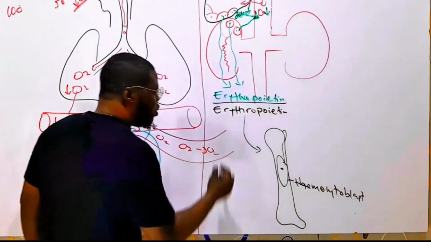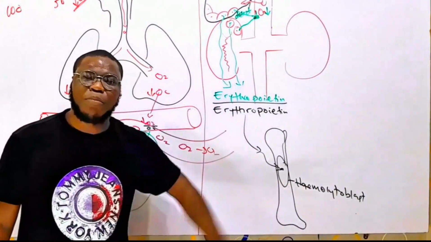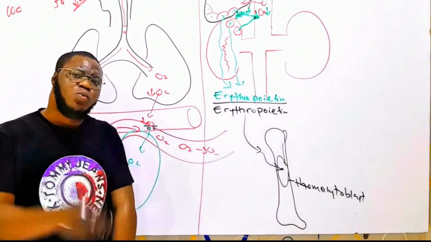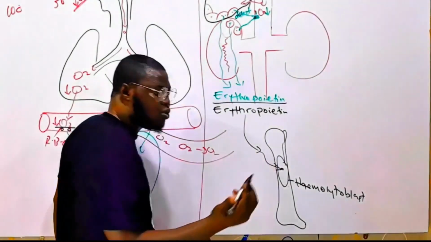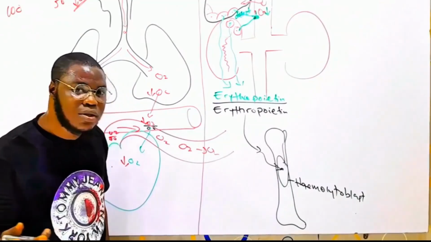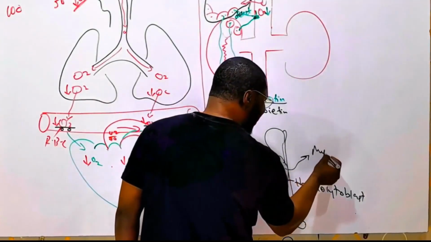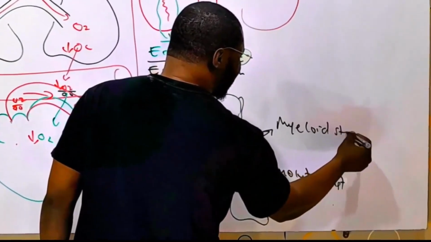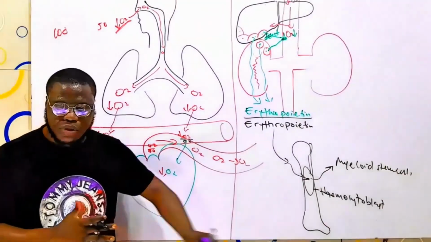Hemocytoblast. Beautiful. So, it is the erythropoietin that will tell the hemocytoblast to divide to form new cells. But the point is, which type of cell is it going to form? It is going to form either of the two cells. I told you we have the myeloid and the what? And the lymphoid. So the hemocytoblast will divide into something called the myeloid stem cells. From the myeloid stem cell, it starts dividing until it forms a red blood cell.